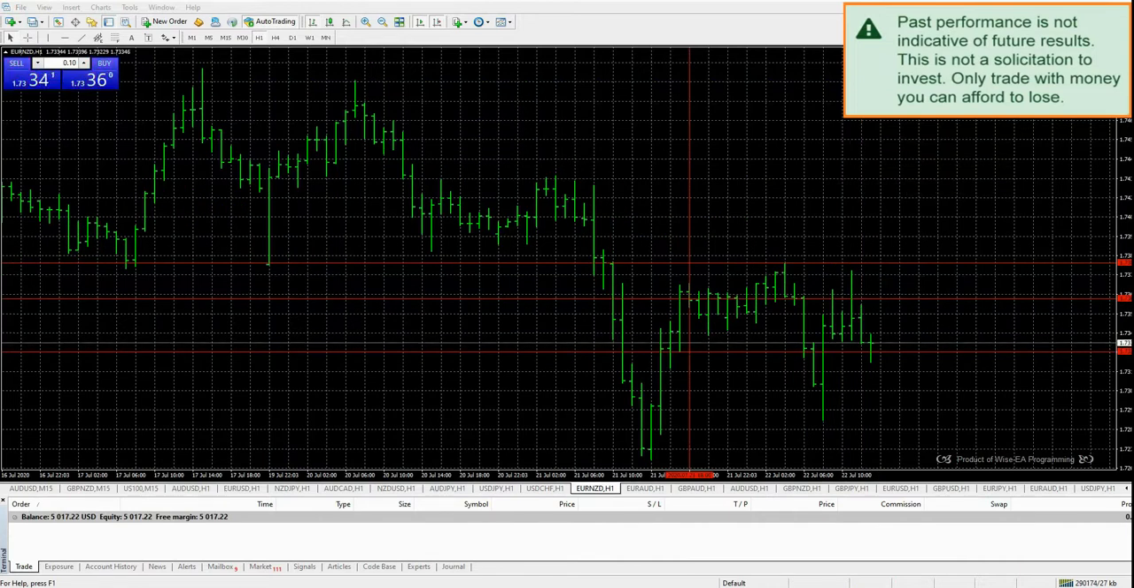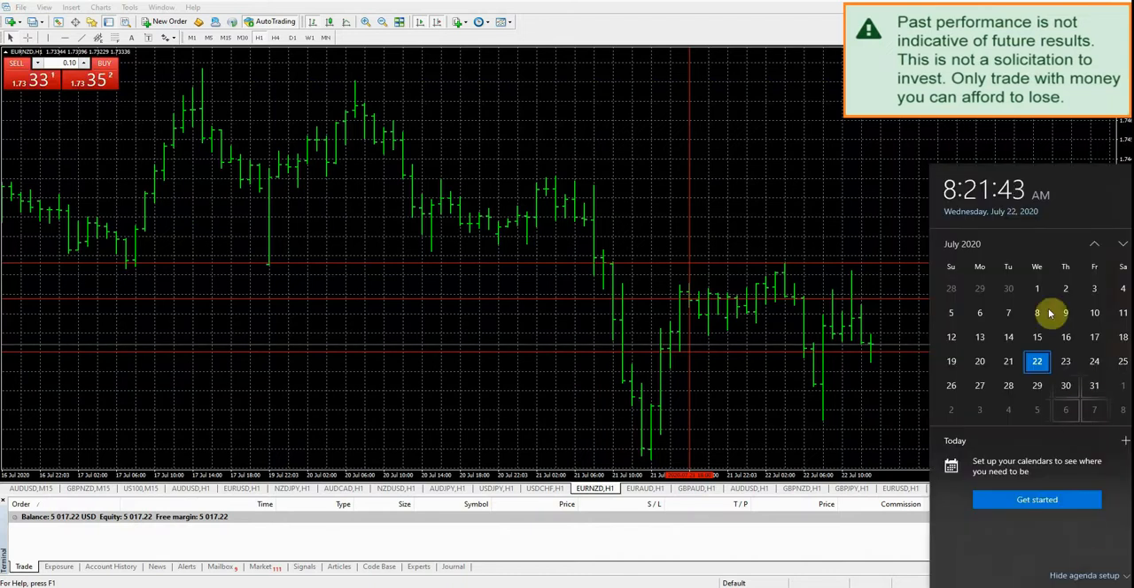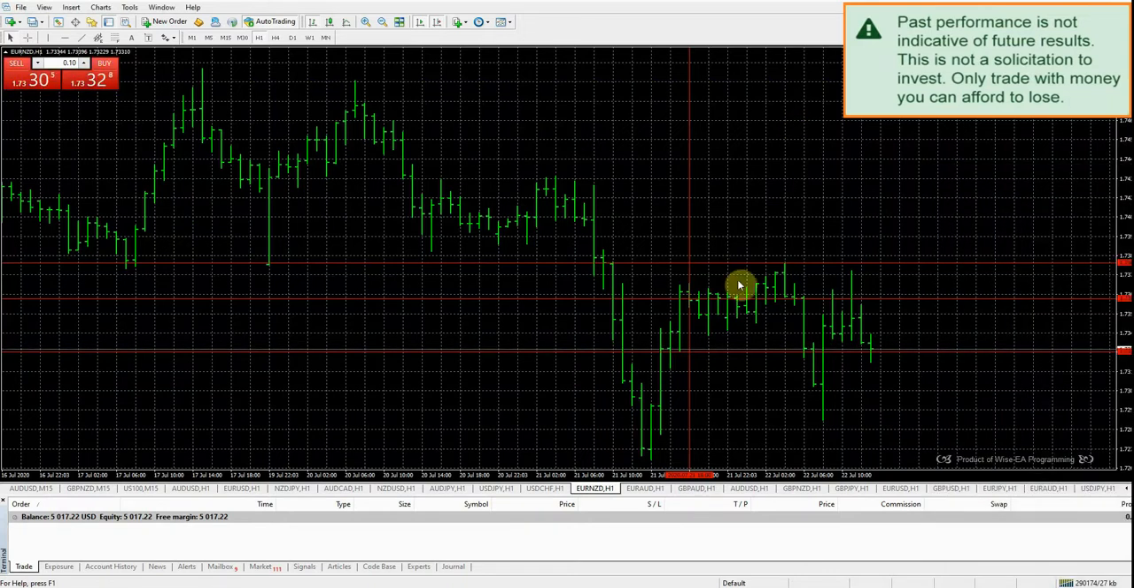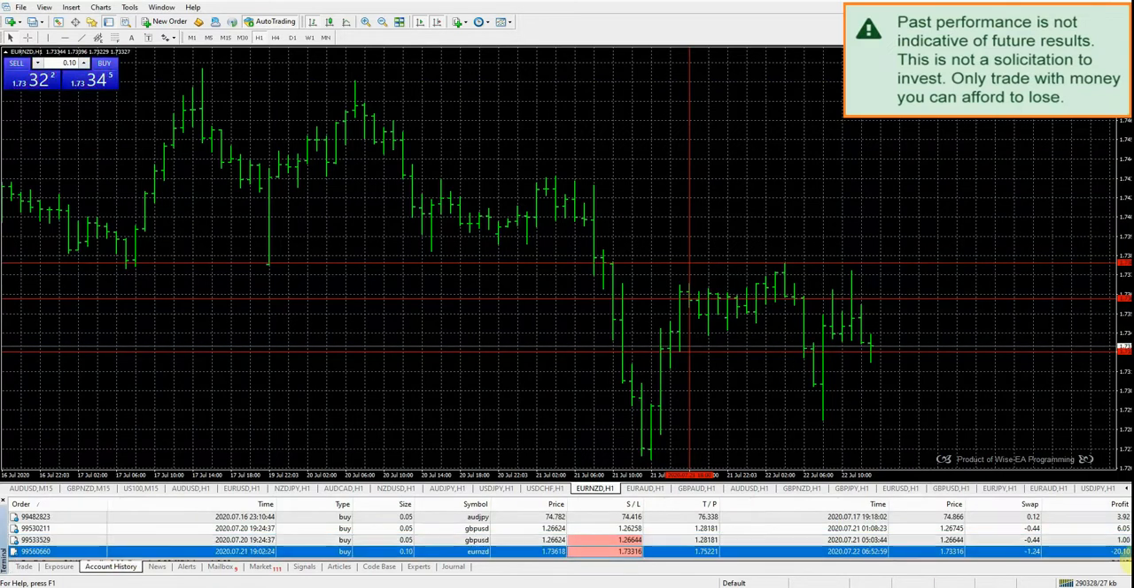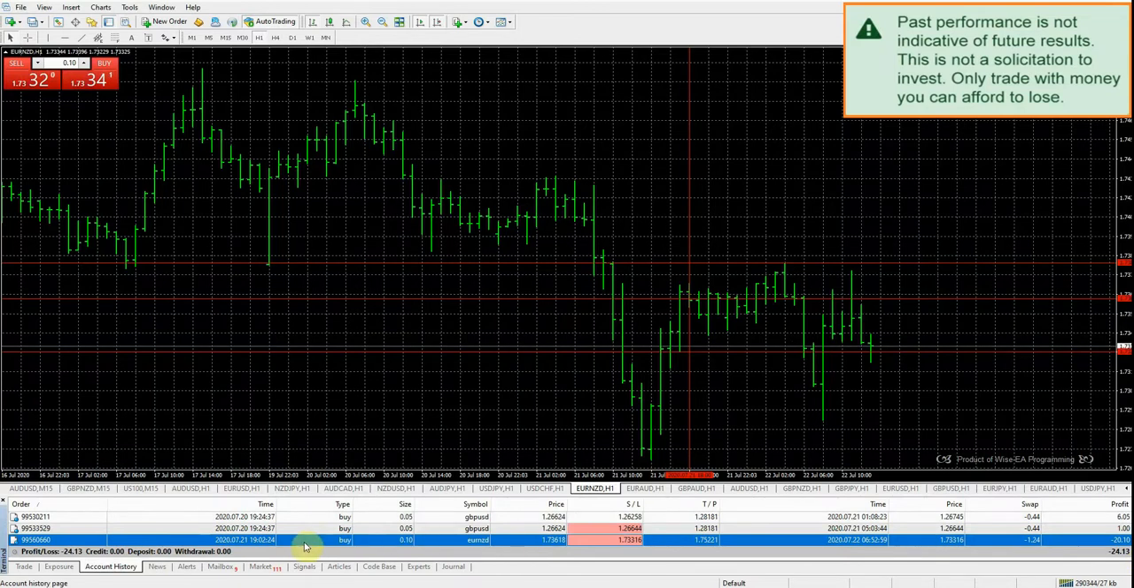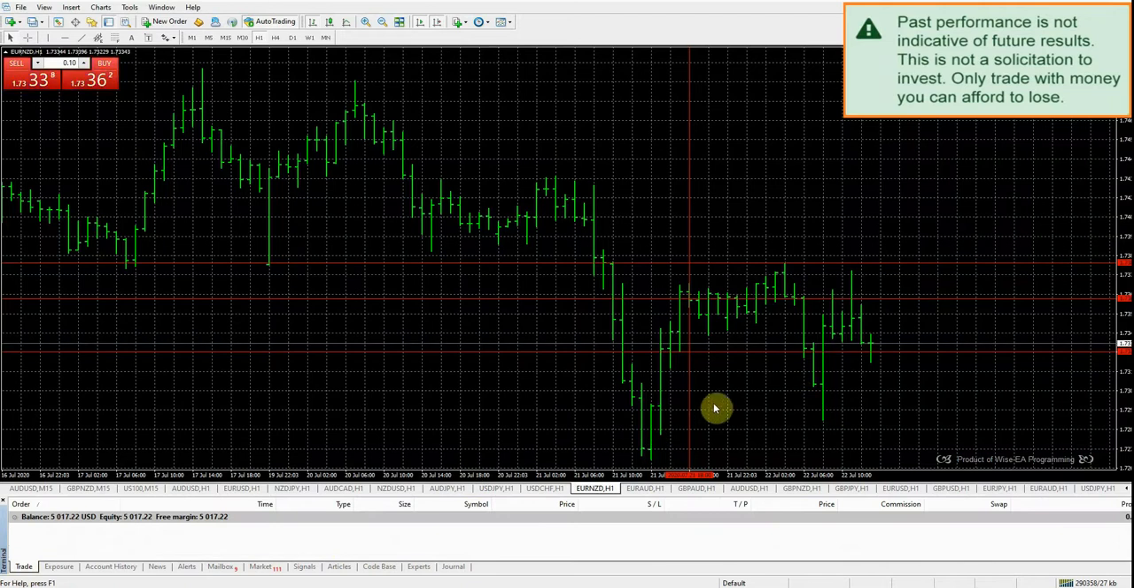Hey folks, it is now July 22nd, 8:21 in the morning. And as we can see here, the market did come up to almost where our first target was, but it swiftly came back down and unfortunately hit our stop, and we can come in here to see that real quick. All right, so as you guys can see there, Euro NZD, it did come back and hit our stop there.